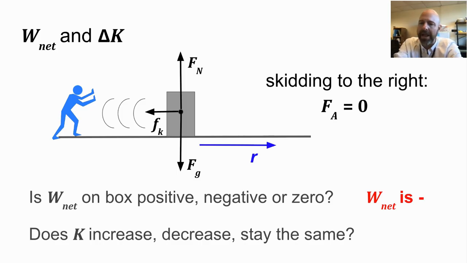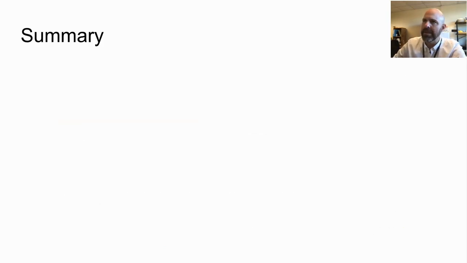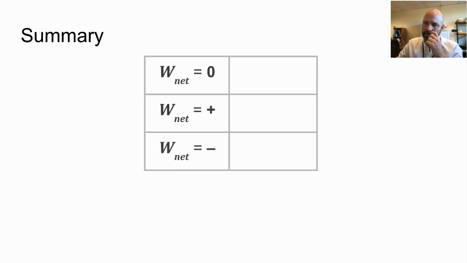Again, jumping back to our force analysis in kinematics, if an object is moving to the right but there's a net force to the left, that is going to slow it down. It is going to decrease the kinetic energy. So the delta K is negative. So let's put this together as a summary.